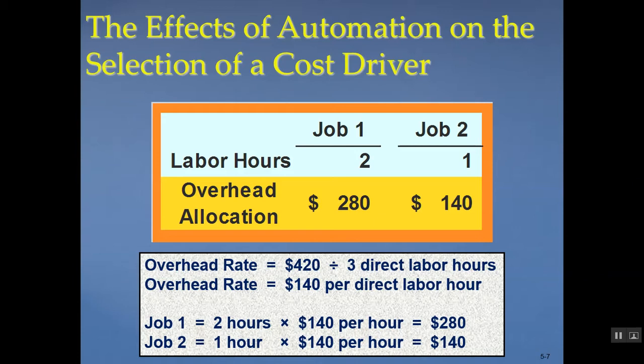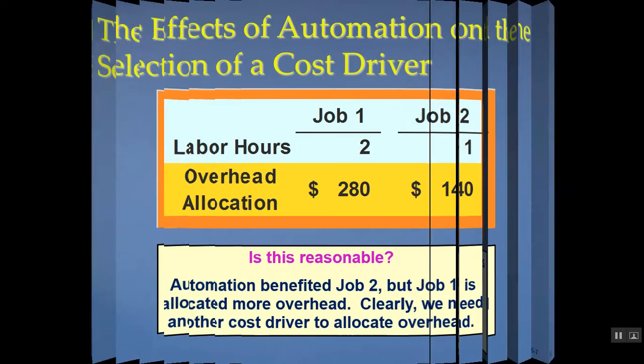This doesn't really make sense because the reason that our overhead costs increased was because job 2 is now more automated. Therefore, we have more overhead, but their labor hours are reduced. So this skews the information. Often, automation generates costs which have no cause and effect relationship with the driver that we picked. Therefore, we adopt the activity-based cost drivers to improve the accuracy of indirect cost allocations.